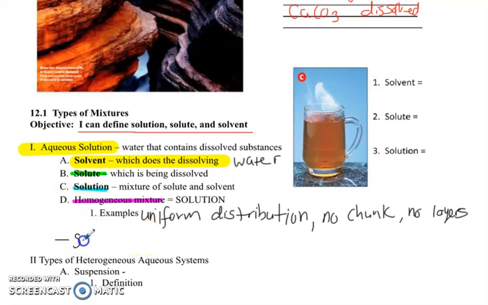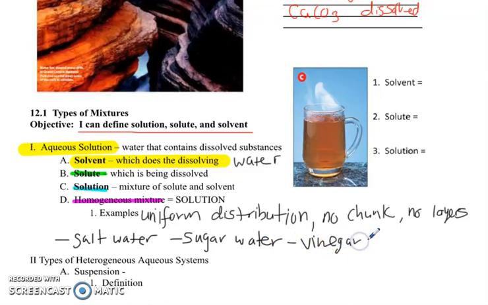We could have salt water. We could have sugar water, like Kool-Aid or Crystal Light, something like that. You could have vinegar. Vinegar is also homogeneous. Also, if you want to go biology, your blood plasma. Not your blood, but your blood plasma. And another good example would be tea. So look at the picture here for C. We have a mug of hot tea.